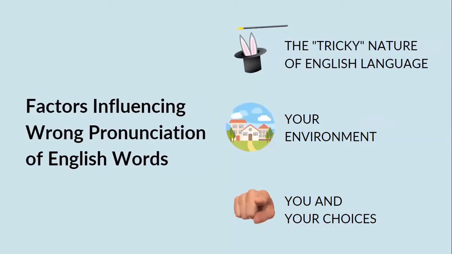So, the factors influencing wrong pronunciation of English words. And the very first one here is the tricky nature of English language. As you can see the word "the", if you would try to pronounce this word by saying each letter, making each letter represent a sound, you would definitely not pronounce "the". What you would say would be more like "te, te". I don't even know how to say it.